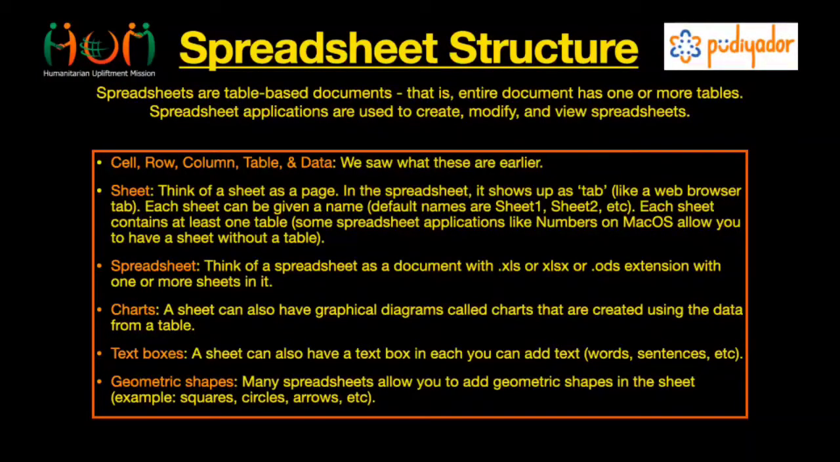Now, what is a chart? A chart, we briefly looked at it in the last lecture. It is nothing but a graphical diagram, and I will show you examples of graphical diagrams. Based on the numbers and the data you have, you can create graphical diagrams in spreadsheets. Some spreadsheets allow you to have separate text boxes, and you can also add geometric shapes in some spreadsheet applications.